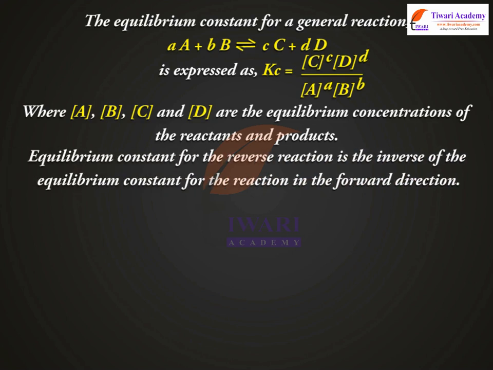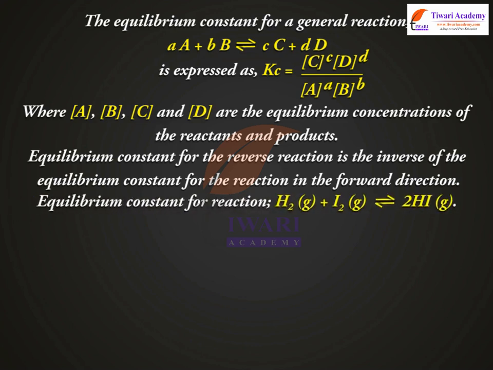Equilibrium constant for the reverse reaction is the inverse of the equilibrium constant for the reaction in the forward direction. Equilibrium constant for reaction H2 gas plus I2 gas in equilibrium 2HI gas, reversible reaction, Kc is equal to square of the concentration of HI gas upon concentration of H2 gas into concentration of I2 gas.